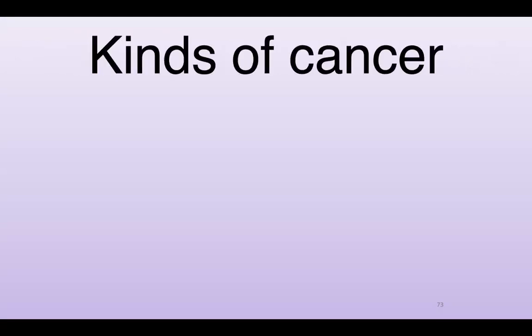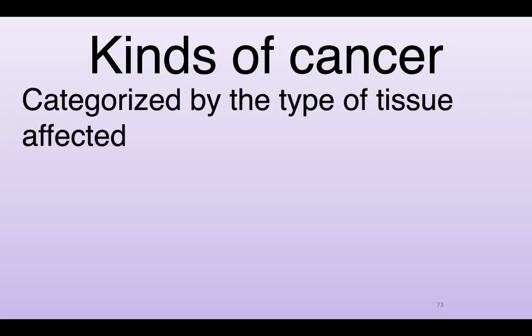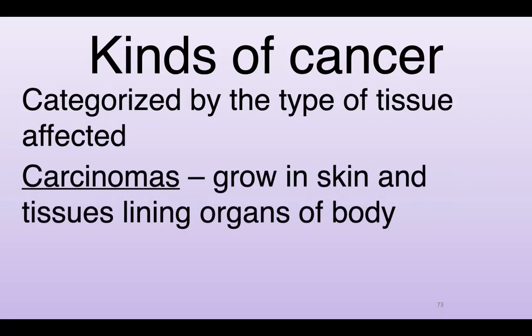Now, the last thing is the kinds of cancer. Cancers are grouped according to the types of tissue that they affect. And this is always for the original tumor. So carcinomas, again, remember the ending "oma" indicates this is a kind of cancer. Carcinomas grow in the skin and tissues lining the organs of the body.